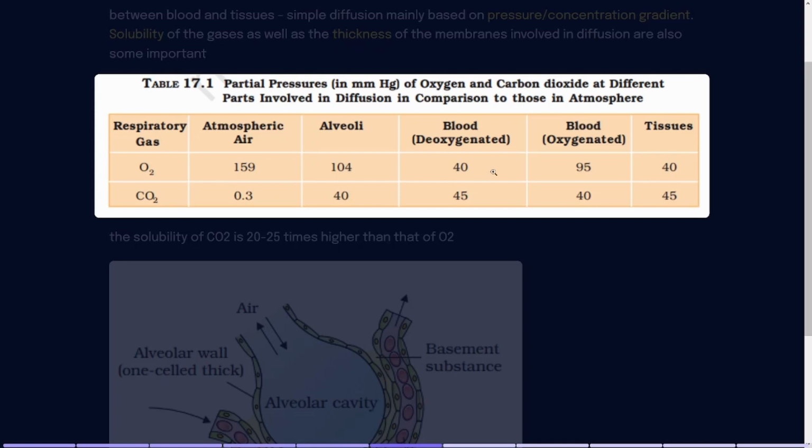Now this gets exchanged in deoxygenated blood, because in deoxygenated blood CO2 is more, so PCO2 is 45, and PO2 is 40. And obviously, as you know, in oxygenated blood PO2 will be higher, so PO2 is 95 and PCO2 is 40. Now tissue obviously has more partial pressure of carbon dioxide, because a tissue is using oxygen, so it will have less oxygen, so PO2 will be less, 40, and PCO2 will be more, 45.